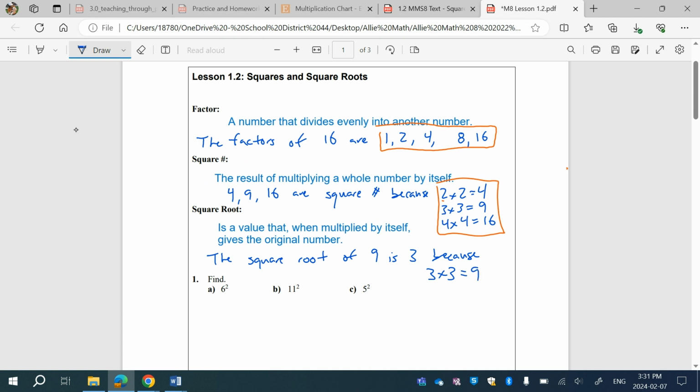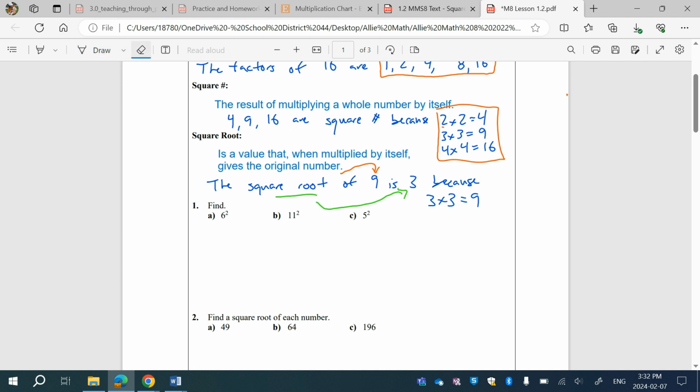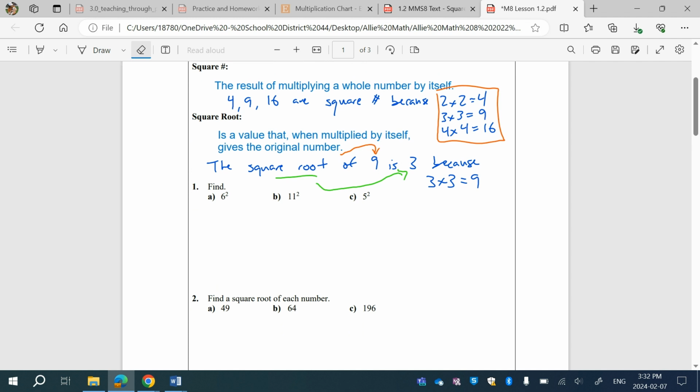So it is a value that, when multiplied by itself, gives the original number. In this case, our original number is 9. And when we find the square root of 9, we get a number that, when multiplied by itself, yields our original number. I find definitions can be a bit clunky, but hopefully as we go on, we'll get some better examples and I'll show you.